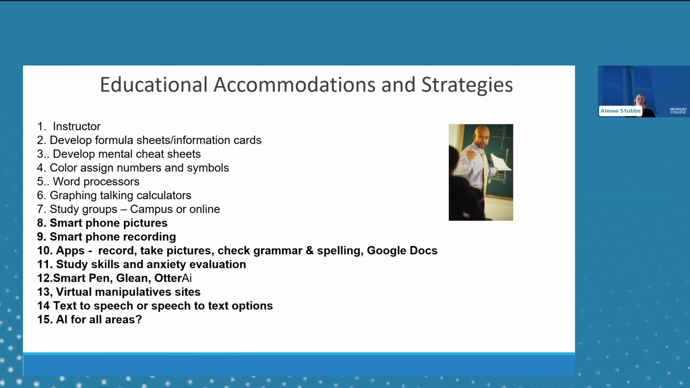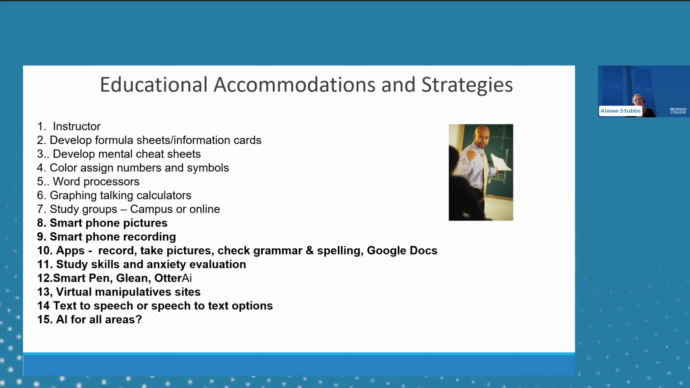Because that's why we're here. So basically with educational accommodations, you have to consider the instructor and what kind of mindset they have. If I'm going to help as many people as possible understand the concepts, that's going to be a little different than developing formula sheets and information cards, and then developing mental cheat sheets. These are strategies we can suggest to students. Make sure that we not only give them a formula card, but that they also understand how that formula works and that they practice on those.